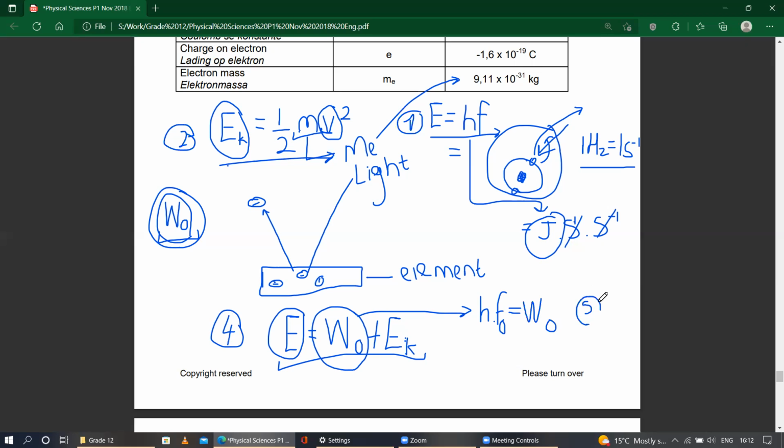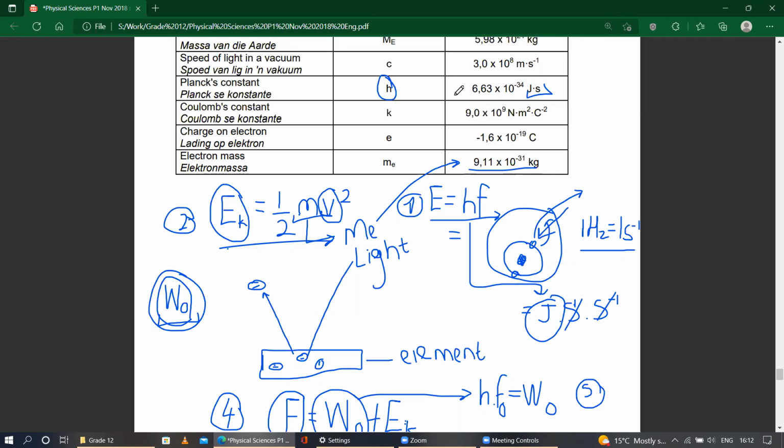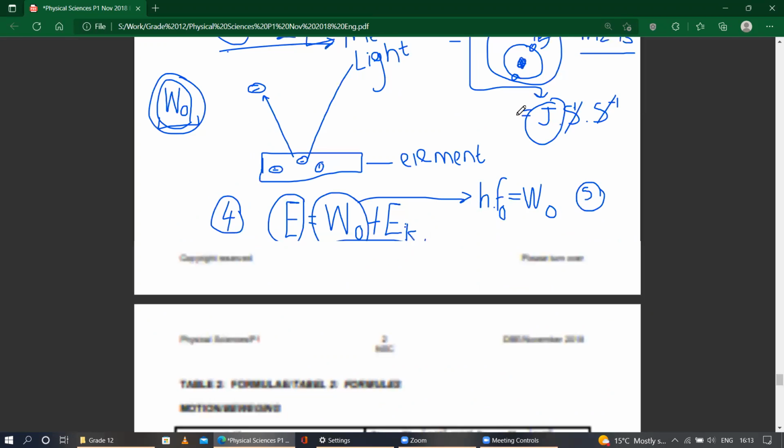So for you guys, when it comes to the photoelectric effect, you need to know only 5 equations. But they're mostly going to be provided to you in the formula sheet. And you need to know only 2 constants. I think that's the mass of the electron and Planck's constant. That's everything we're going to use for this section.